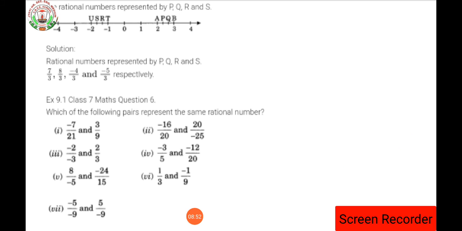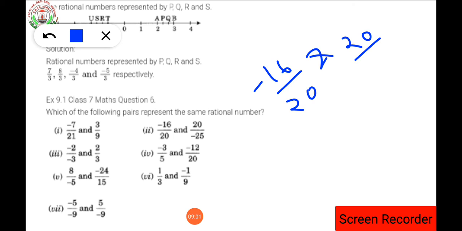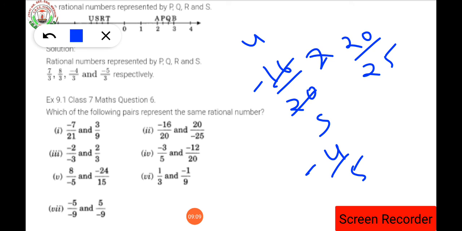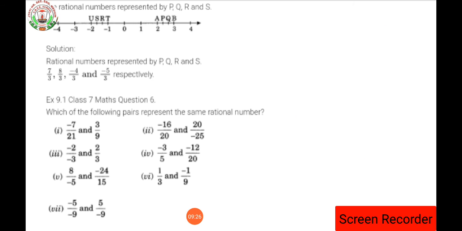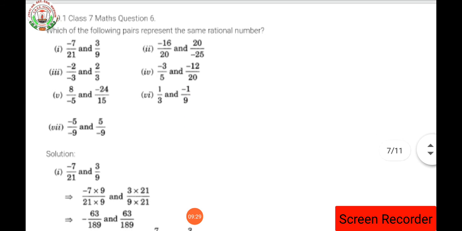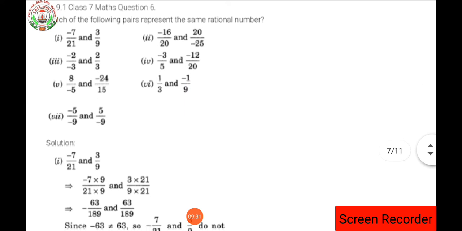Have you understood? In the same way, when you cancel minus 16 upon 20 and 20 upon 25: 16 comes in the table of 4, 4 times, and 25 will not get cancelled. Now 20 comes in the table of 5, 4 times, and 5. Whether this minus 4 by 5 and plus 4 by 5 are equal? No, it is not equal. If it is not equal, that means they do not represent the same rational number. So in this way you have to see by cancellation whether they are the same rational number or not.